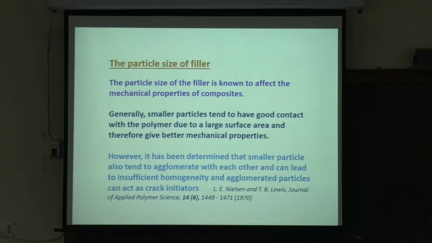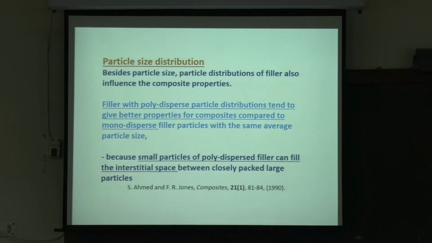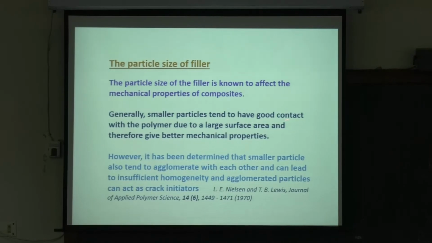The particle size of the filler is known to affect the mechanical properties. Generally, smaller particles tend to have good contact with the polymer due to large surface area, and thereby give better mechanical properties. Remember, let me ask you, when you have 100 micron particle size, and if you have the same amount of polymer, same quantity as 10 micron particle size, so what is the increased surface area in the 10 micron particle size? By how many times? How much?